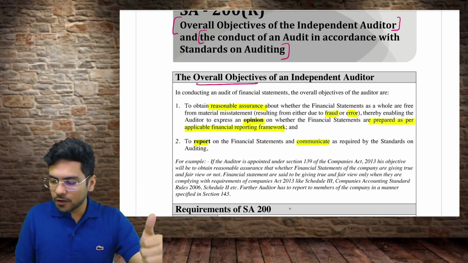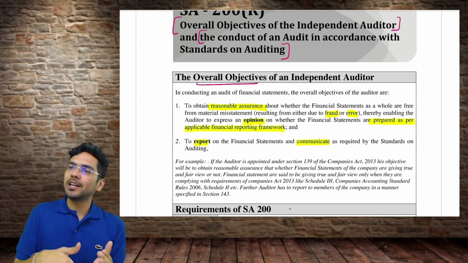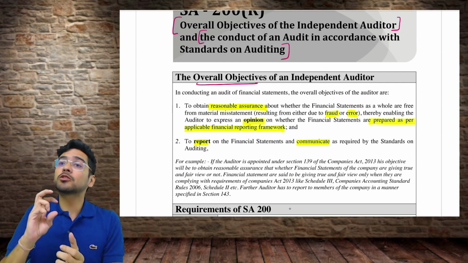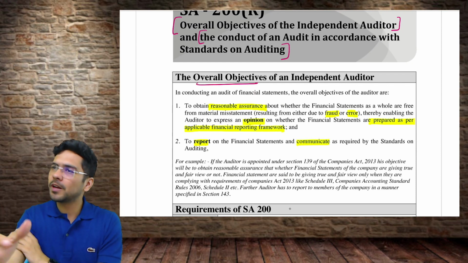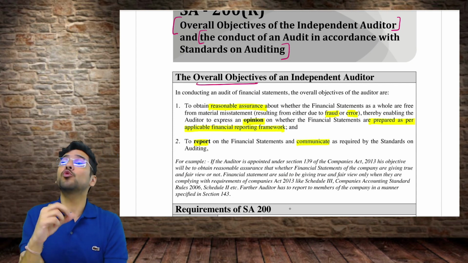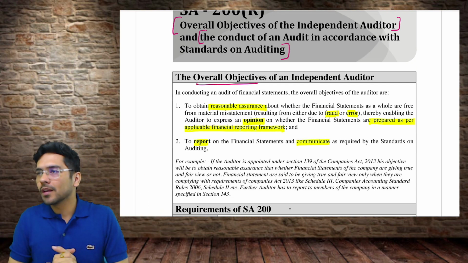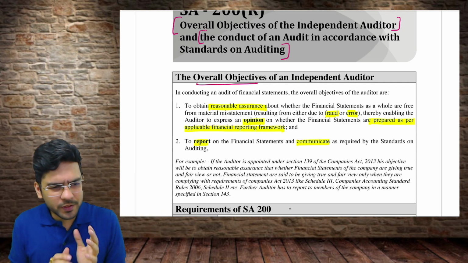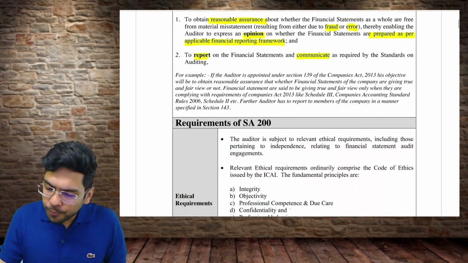So what is the objective? Number one, to obtain reasonable assurance that the financial statements have been prepared as per the FRF, and thereby the auditor is going to express an opinion whether they have been prepared as per the FRF, whether they give a true and fair view or not. And secondly, at the same time, he has to report. It is only through the report that communication of his opinion can take place. Okay, so not very important. Yes, done.